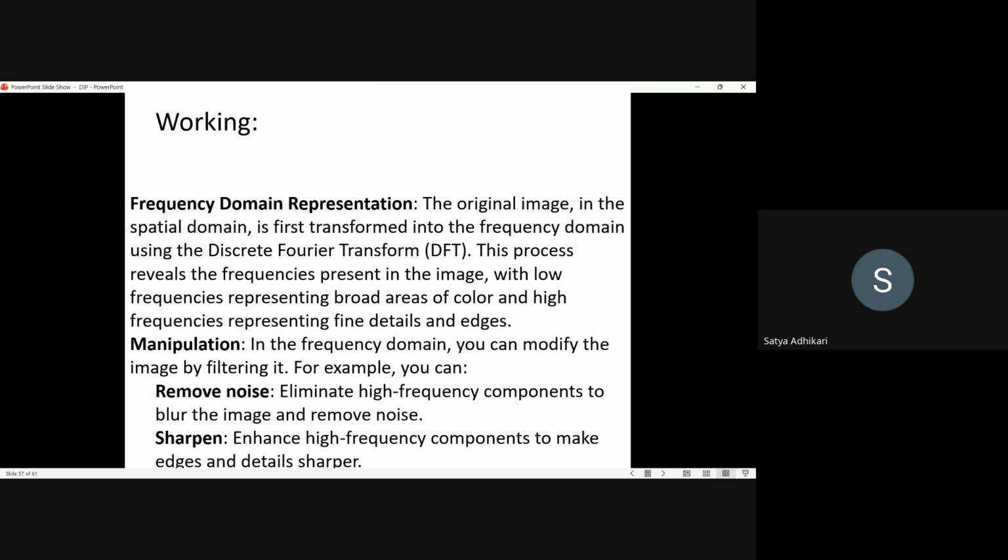In the frequency domain, we can modify the image by filtering it. Once it is converted to the frequency domain, manipulation is easy. We have predefined tools to manipulate the frequency domain image. Suppose we have to remove noise: eliminate the high frequency components to blur the image and remove noise. Sharpening: enhance high frequency components to make edges and details sharper.